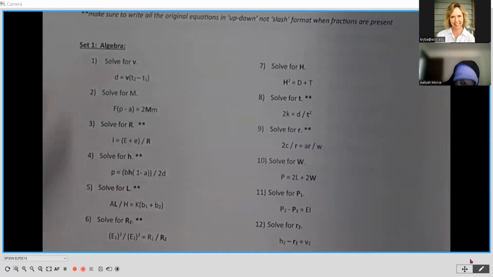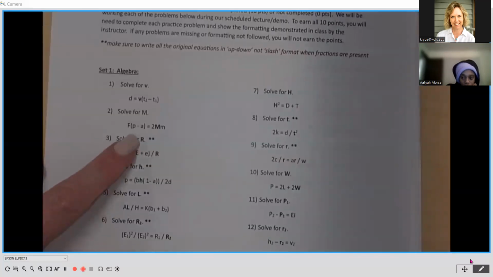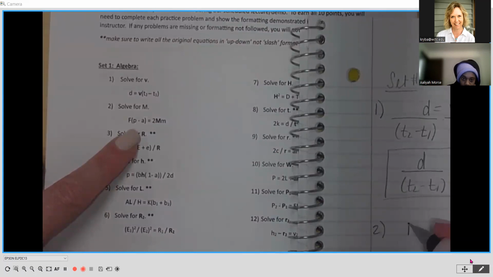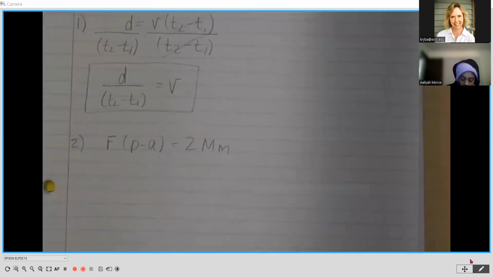Yep. So any questions here so far? Piece of cake, right? Piece of cake. All right. So let's go to number 2, do that very same thing. So we're going to write our problem out first. So number 2, F times (P minus A) is equal to 2M. And in this case, we're going to solve for capital M.